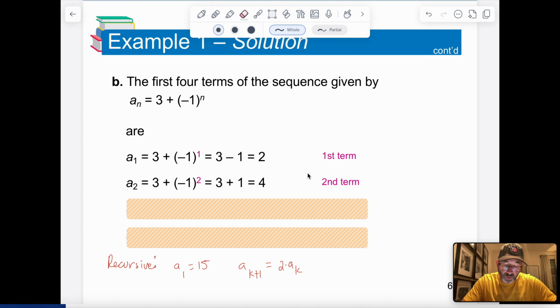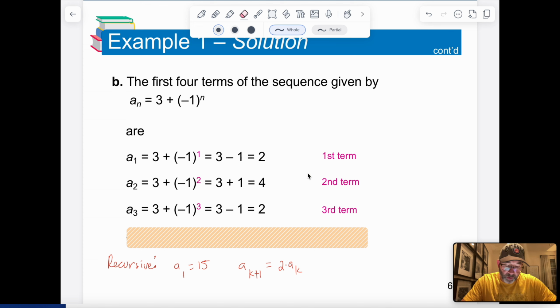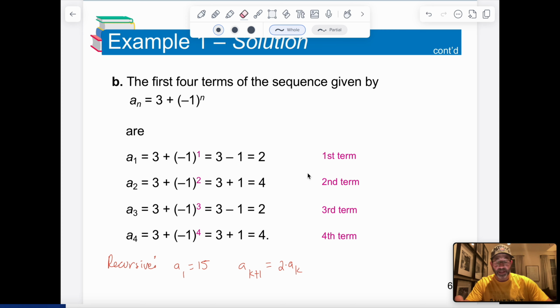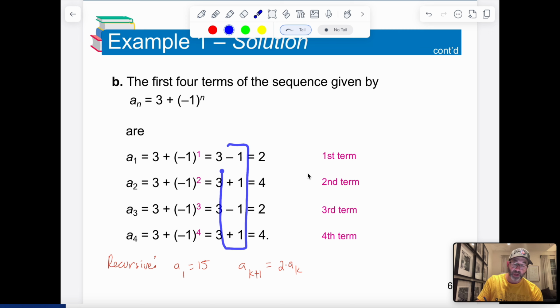If we have a 2, we're going to put a negative 1 to the second, which will be 3 plus 1. We put in a negative 1 to the third, we get a negative 1 in there again, so it'll be minus 1. And then we put in a 4, we're going to get a negative 1 to the fourth. And what I want you guys to notice here is that we end up with a negative 1, positive 1, negative 1, positive 1.